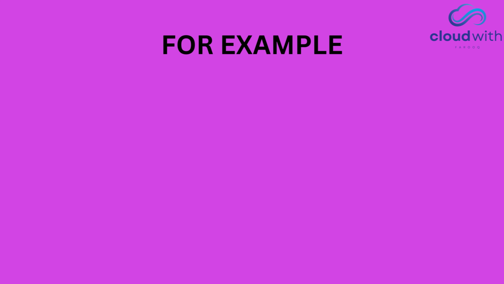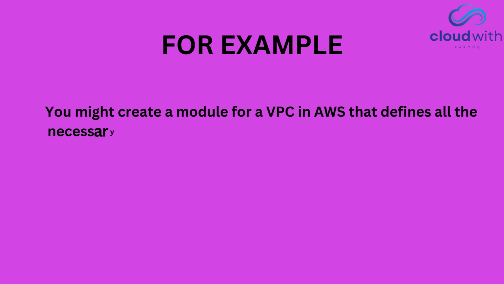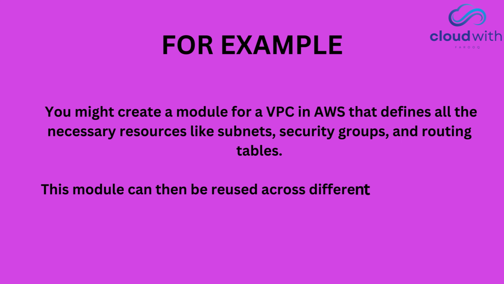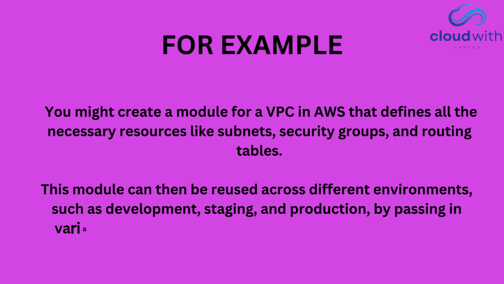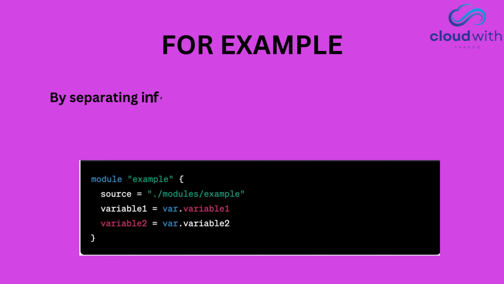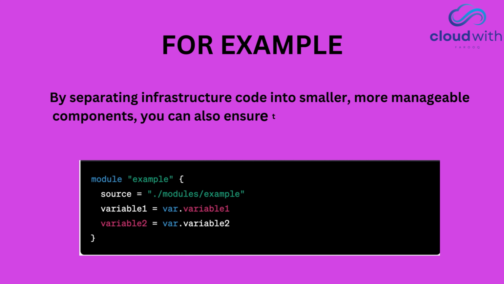For example, you might create a module for a VPC in AWS that defines all the necessary resources like subnets, security groups, and routing tables. This module can then be reused across different environments, such as development, staging, and production, by passing in variables that customize the module for each environment. By separating infrastructure code into smaller and more manageable components, you can also ensure that your code is easier to test and maintain.